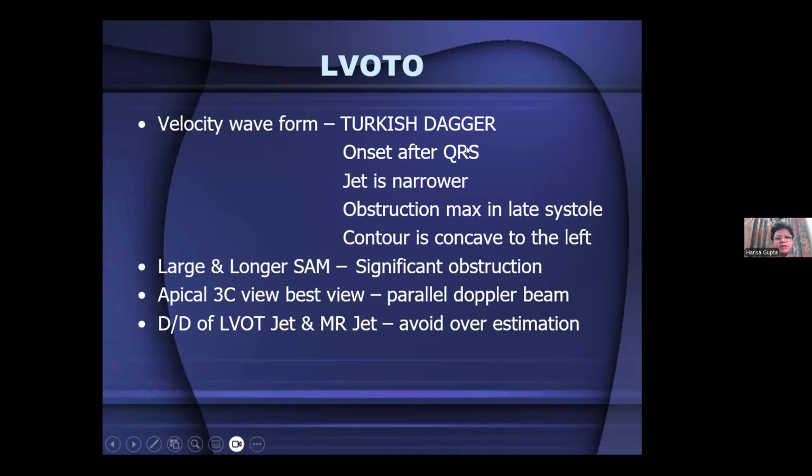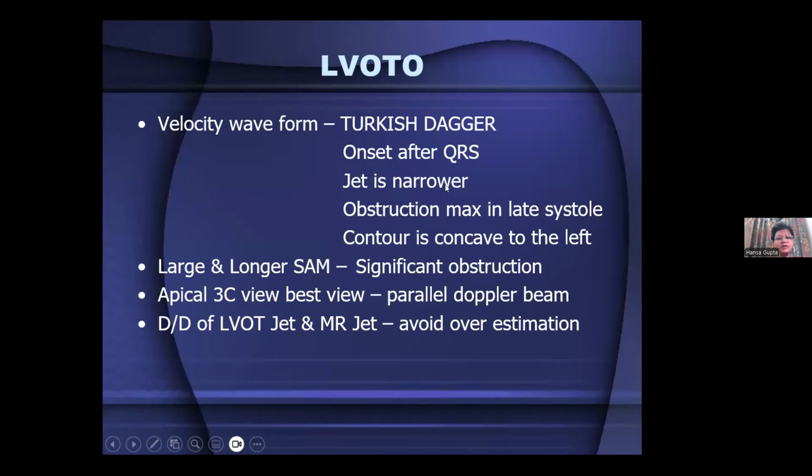Why is it important to understand this? Because we need to differentiate it from the MR, which lies along the same beam. Actually, when you are interrogating these with the Doppler, the MR may also fall in the same beam, so you may get confused. MR generally starts within the QRS. I will show you that also. So remember, the onset is after the QRS.